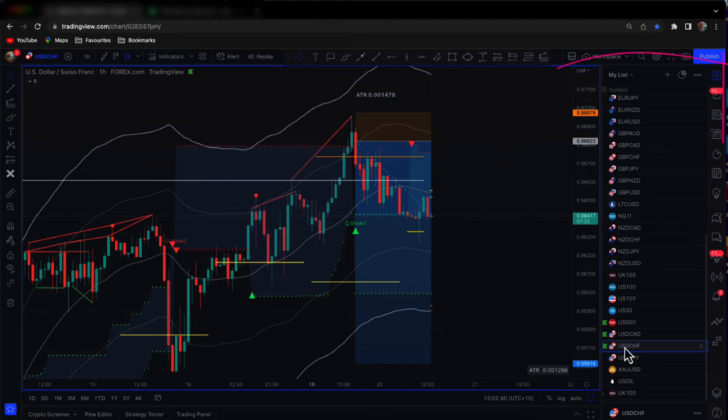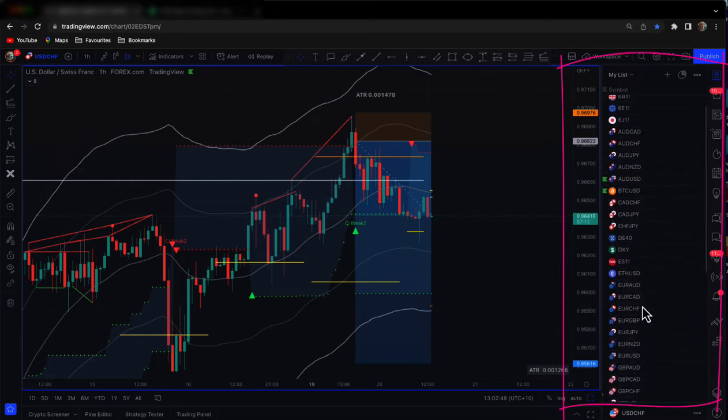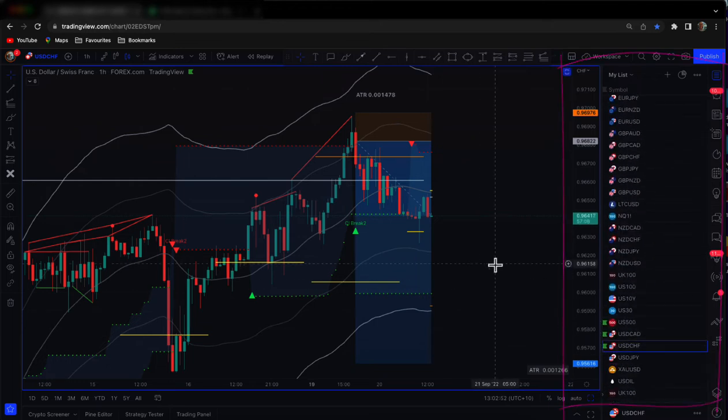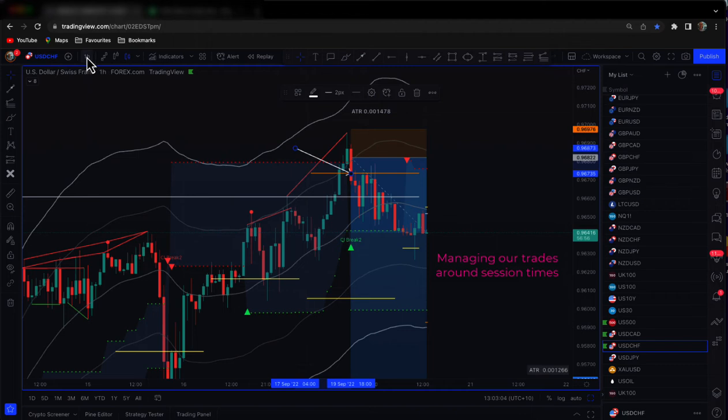So I've highlighted these 5 pairs we traded yesterday, green highlight. We'll just quickly go through these. The first one is the dollar Swissy. What I want to cover in this video really is how we can manage these trades around session times. We start at the London Open generally with opening our positions.